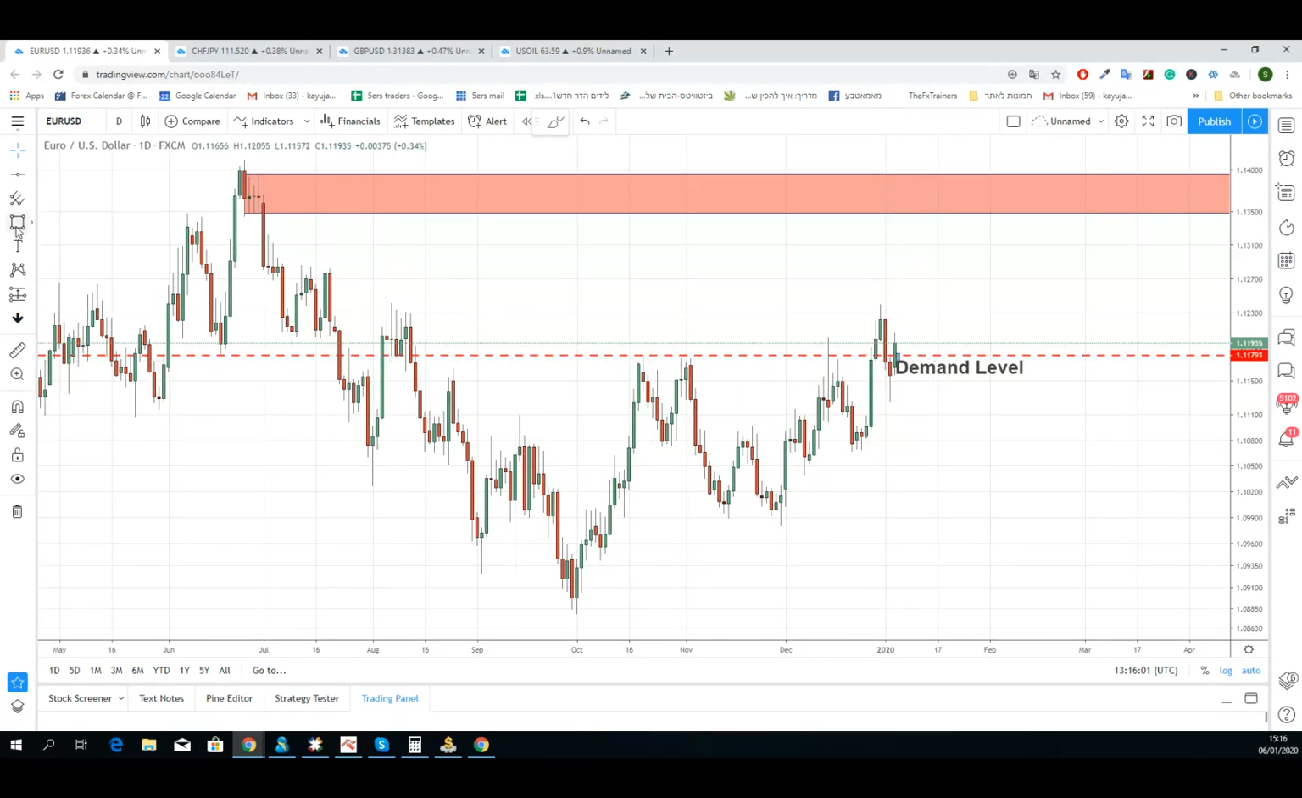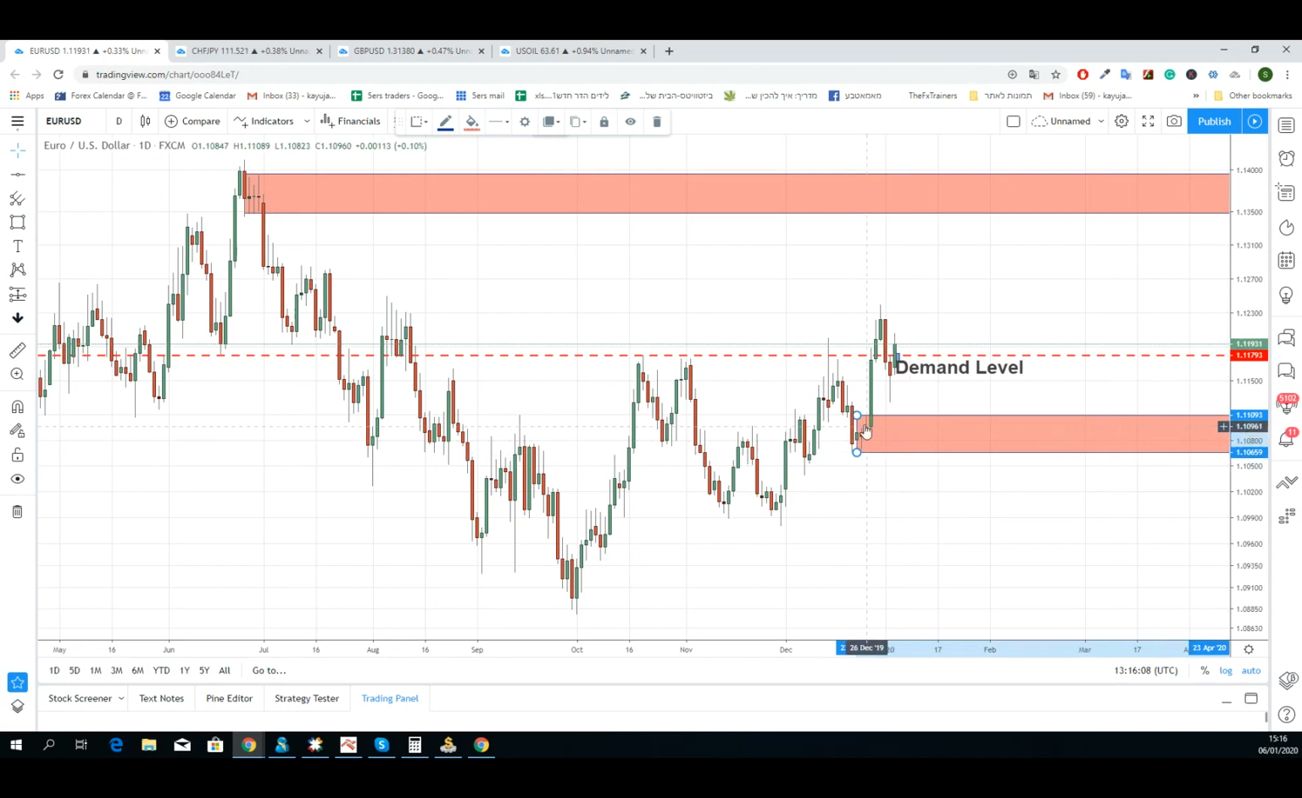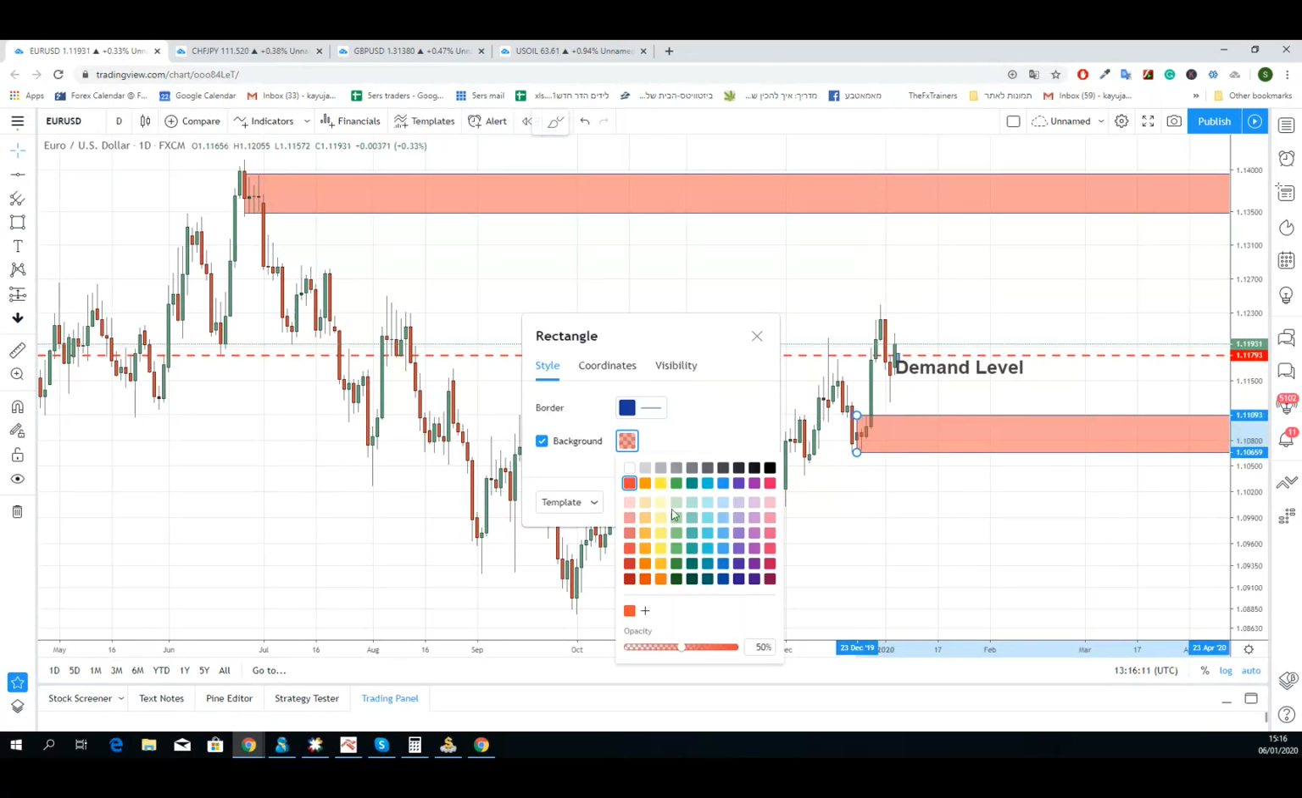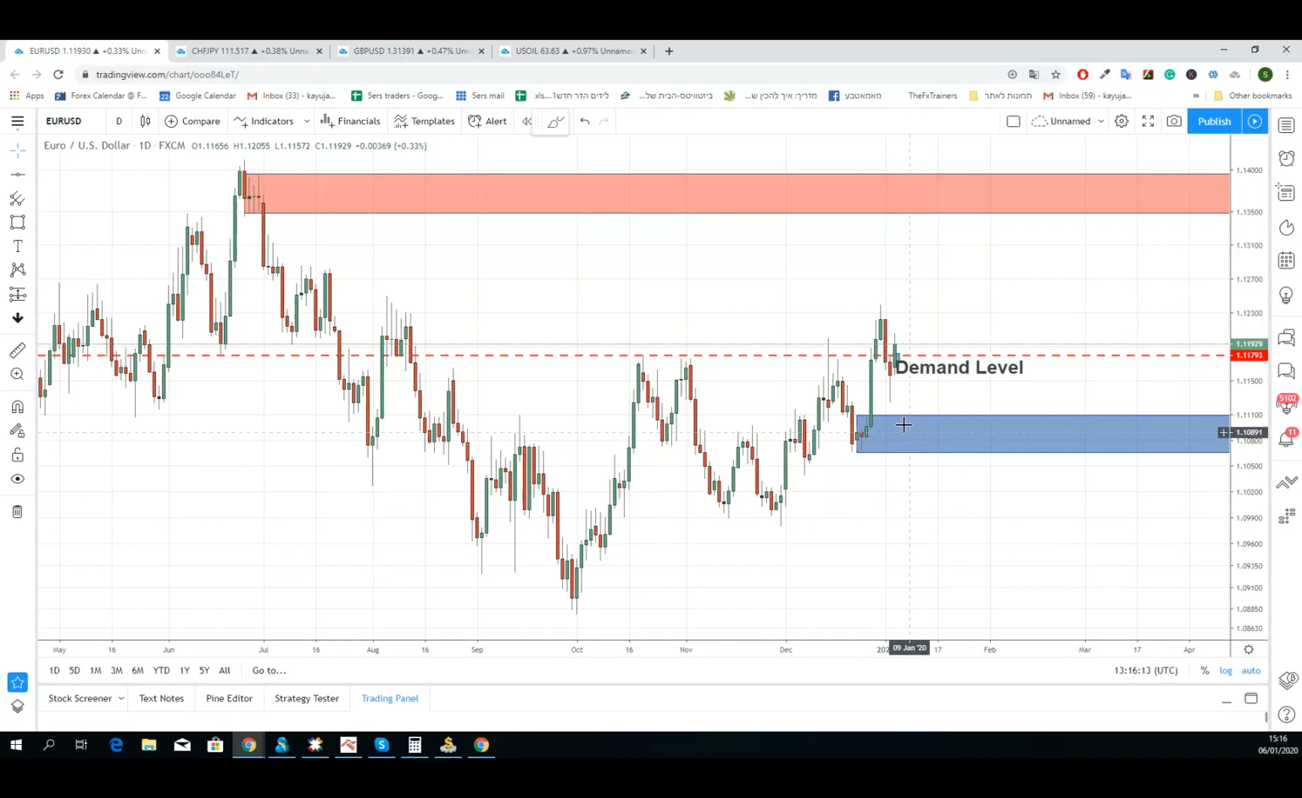Of course, if the price breaks out the demand that I marked on the 15-minute chart, I'll mark this one below. Here is the 15-minute chart demand that we marked before with the neckline, as you can see here. But if the price breaks out this level, I'll definitely wait for the price and consider buying again as a long-term position at the demand here, this one at the bottom on the daily chart.